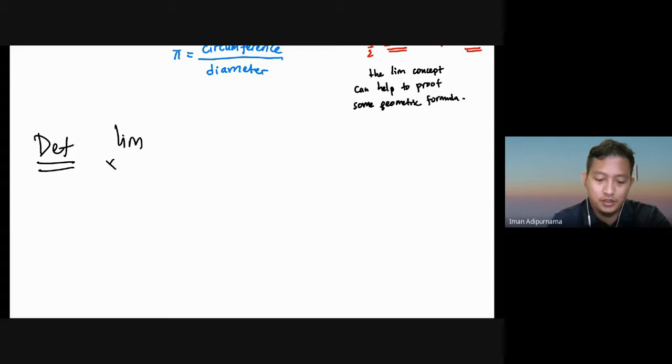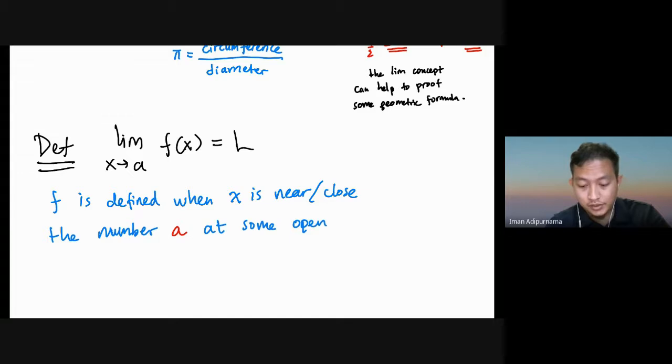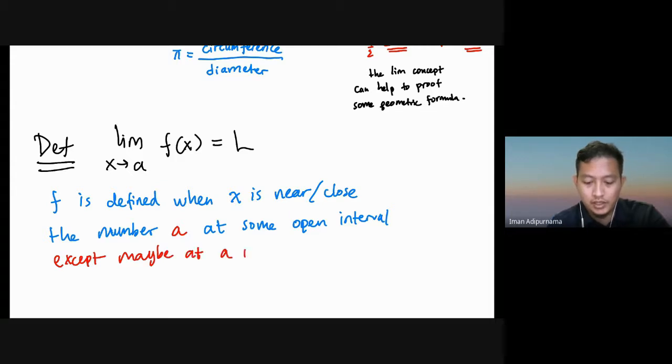So if you have limit as x getting closer to a, okay, the function is defined when x is near or close to the number a at some open interval, except, okay, except maybe at a itself.